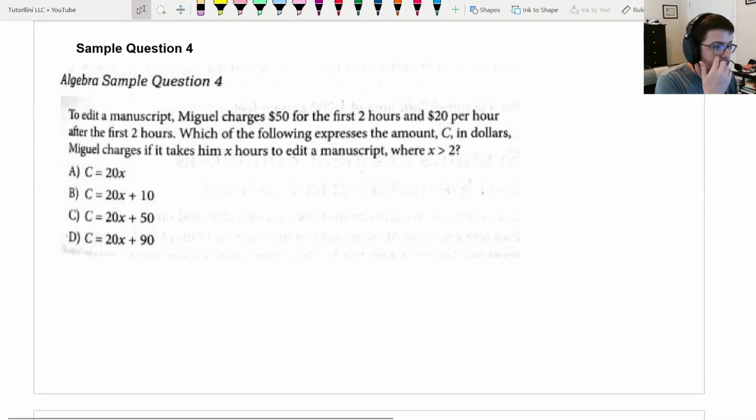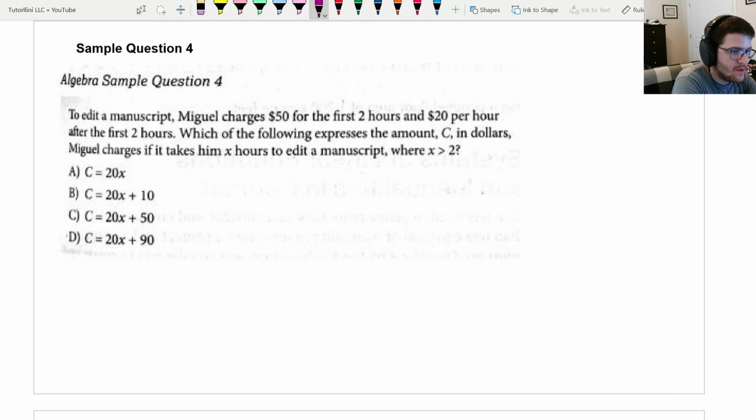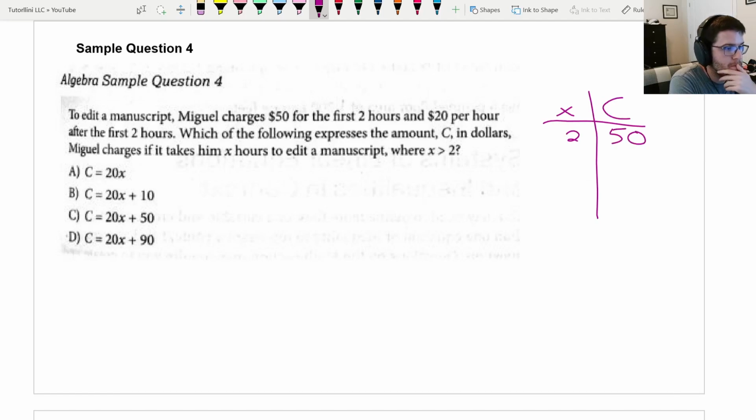Okay, Miguel charges $50 for the first 2 hours and $20 per hour after the first 2 hours. So it kind of sounds like after 2 hours, he's doing $50. And then after that, $20 per hour. So that's your slope. So the slope is 20, and it needs to go through the point (2, 50).